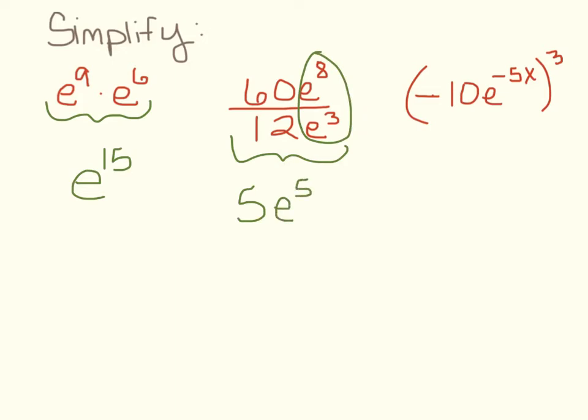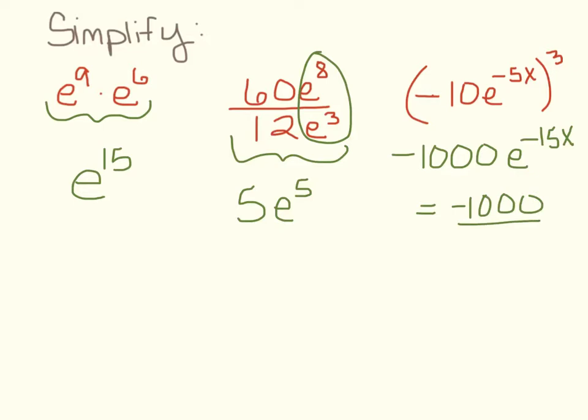Or if I had negative 10e^(-5x) all to the 3rd power, we would raise the negative 10 to the 3rd power and get negative 1,000. And then e^(-5x) to the 3rd power, we would get e^(-15x), which would give us negative 1,000 on top. And then take this to the denominator, e^(15x) in the denominator. So same rules as we've done with exponents before, but we're going to practice more of this.